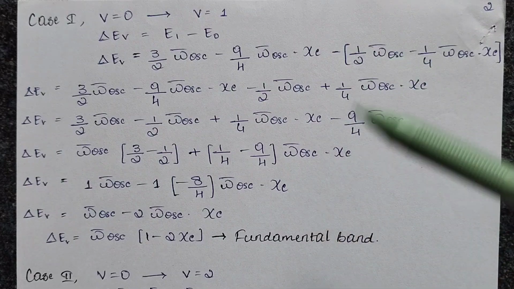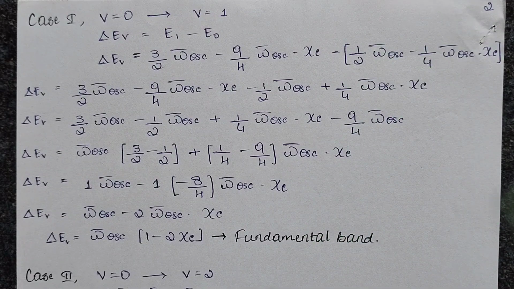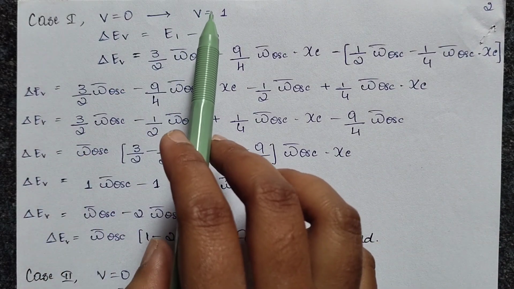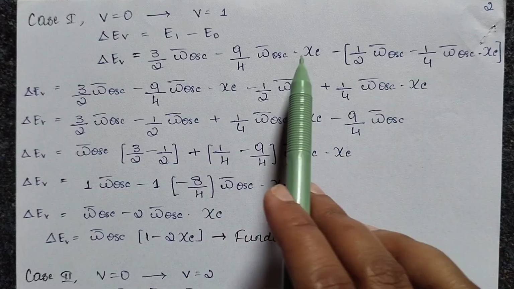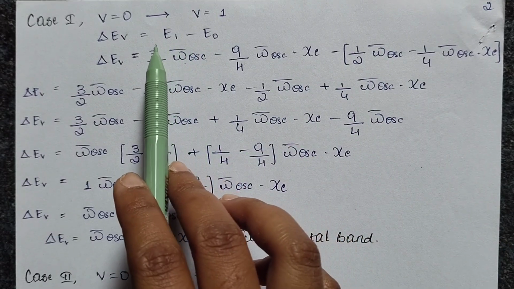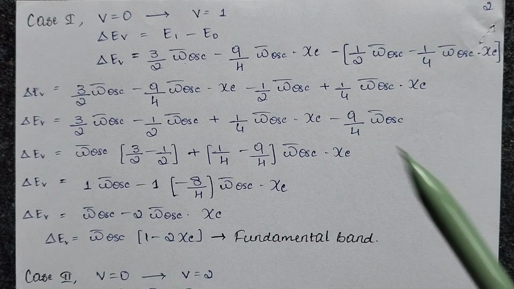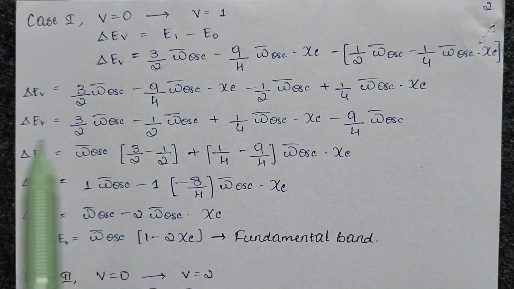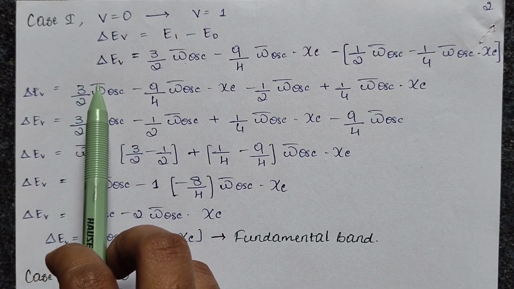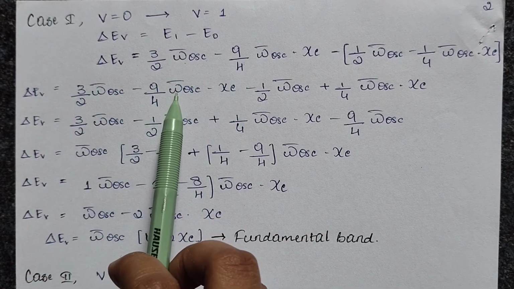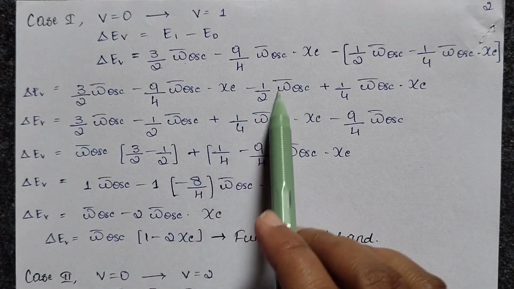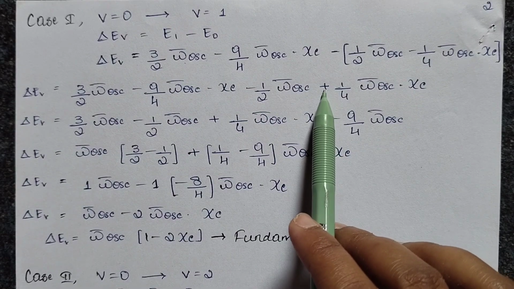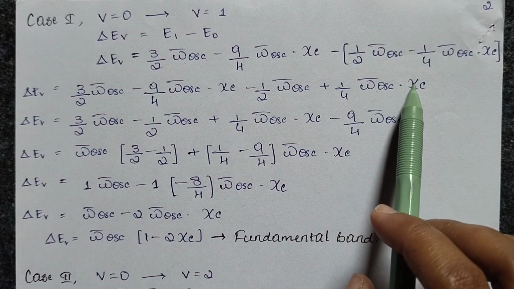In the above page, we had seen the expression for the energy when V is equal to 0 and when V is equal to 1. Knowing those expressions, we substituted the values of E1 and E0 from that equation, and when we rearrange them we get delta EV equal to 3/2 omega dash oscillation minus 9/4 omega dash oscillation into XE minus 1/2 omega dash oscillation. Here minus into minus is plus, so we have written plus 1/4 omega dash oscillation into XE.